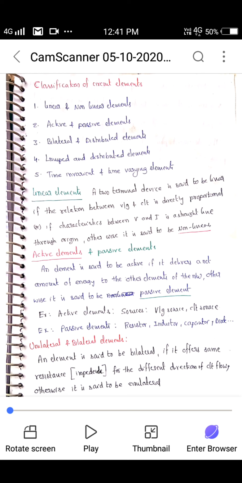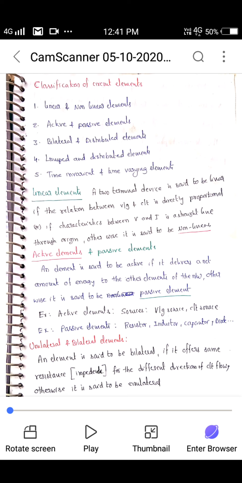Come to the inductor. The law across an inductor is defined as V is equal to L into di by dt, whatever the current, varying with respect to time or not. In the presence of an inductor too, the relation between voltage and current is directly proportional. Now come to the voltage across a capacitor: V is equal to 1 by C integral I dt. In the presence of a capacitor also, the relation between voltage and current is directly proportional. Hence the capacitor is also an example for linear elements.